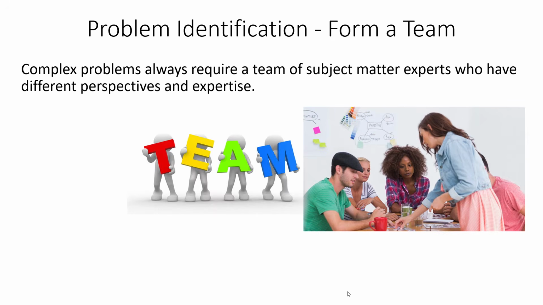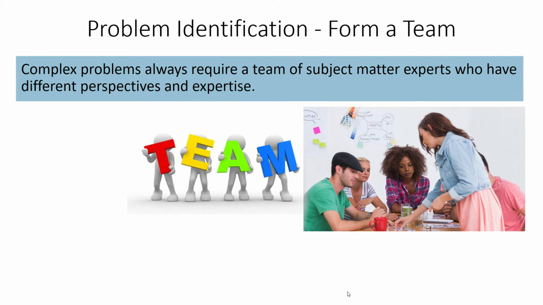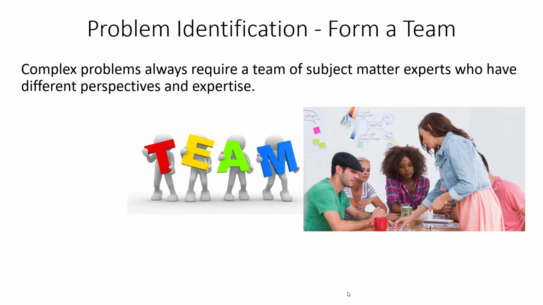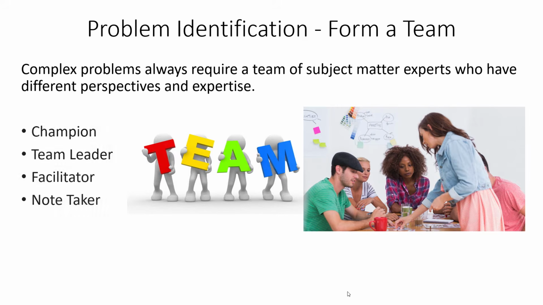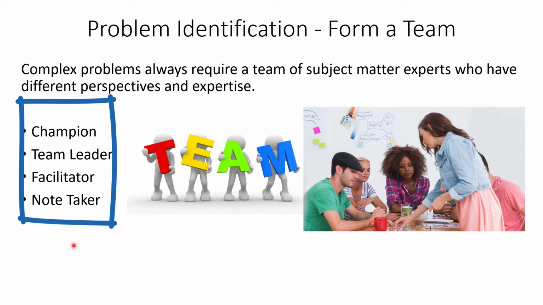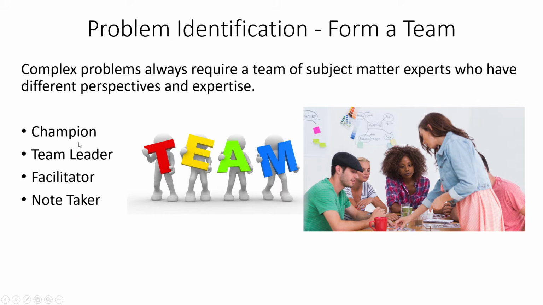Step 2 is all about forming a team. Complex problems always require a team of experts who have different experiences, different expertise and different perspectives to truly help solve a big, hairy problem. So the second important element in problem identification is to form a team of experts. Now, again, depending on the risk and the scope and the size of the problem, this could include a handful of different key players on the team. That might include a team champion. Maybe this is a senior leader in your organization.